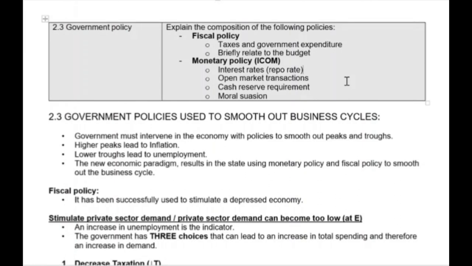Cash reserve requirement. That's almost like a little safety net the South African Reserve Bank puts into play. So for every 1 rand a commercial bank lends to someone, they must have a certain percentage saved in the South African Reserve Bank. So if they increase the cash reserve requirement, they are taking money out of circulation, i.e. they are shrinking the economy. If they decrease the cash reserve requirement, good, then we can lend money to more people. So there's more money in circulation.